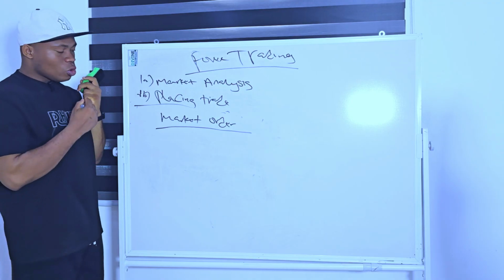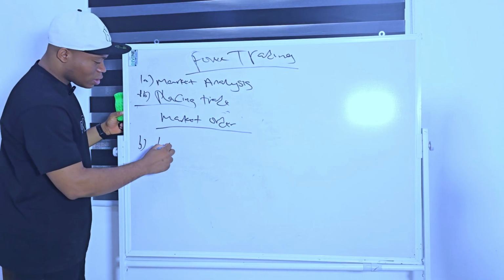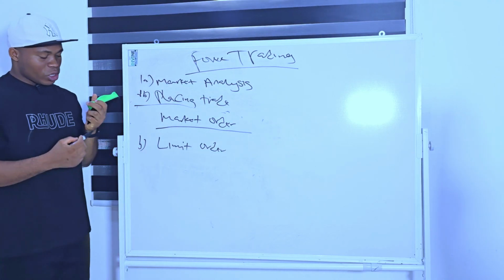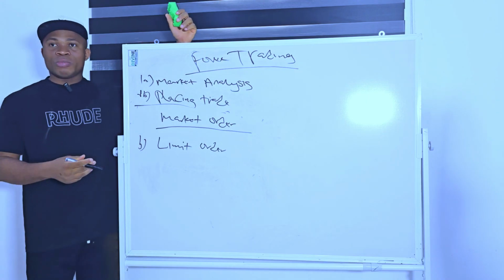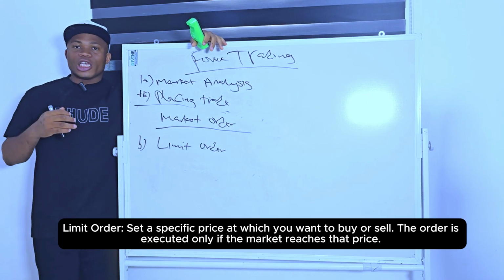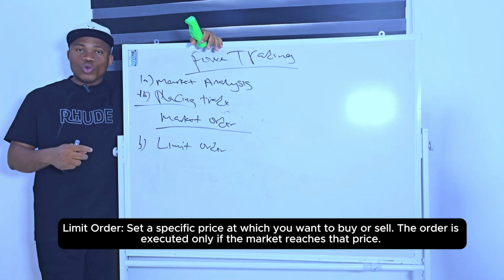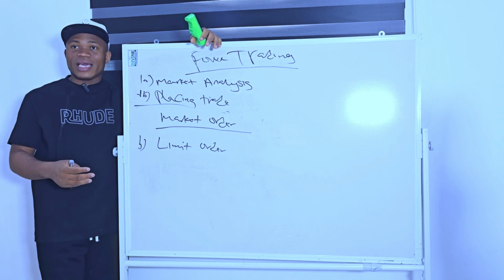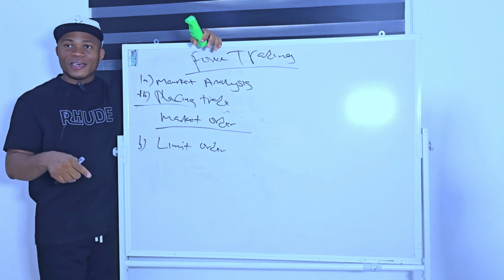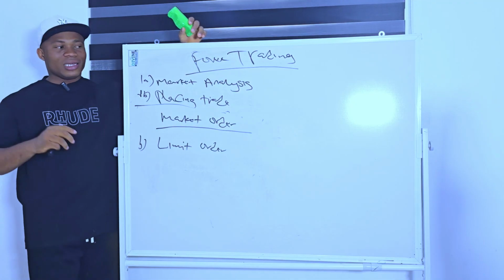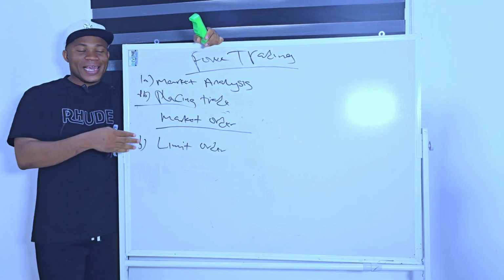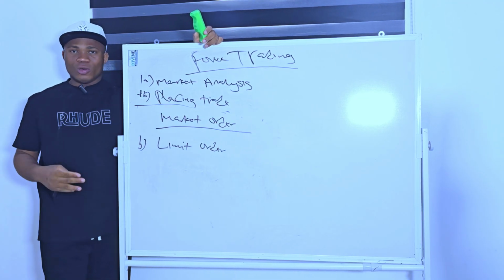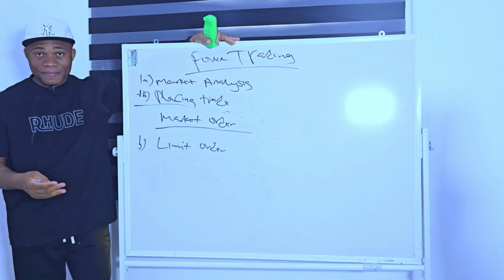Then when we come to limit order, now with the word you will understand what they mean by limit order. Limit order simply means that you set a specific price at which you want to buy or sell a particular currency. Now the order is executed only if the market reaches that price. Understand it: there is an if. Only if the market reaches that particular price that you have set. Now you understand what we mean by limit.